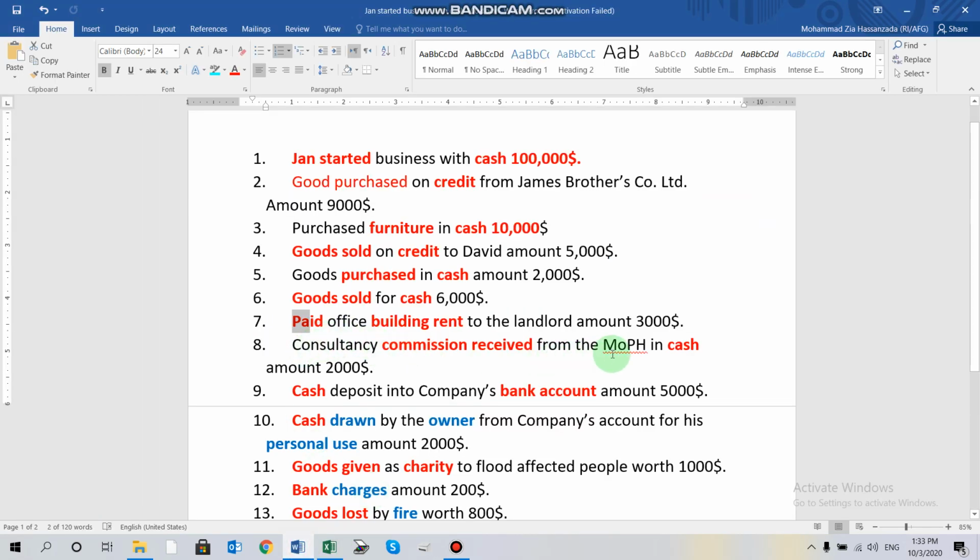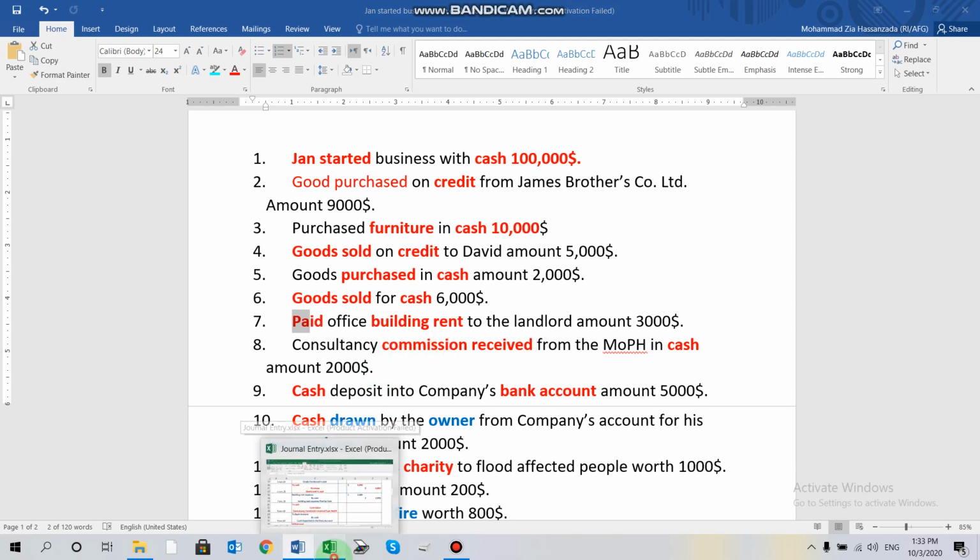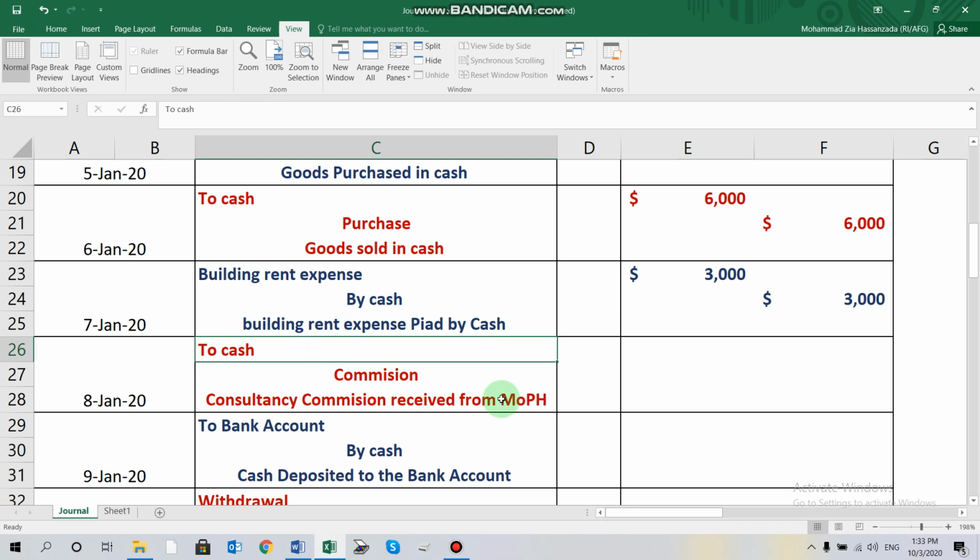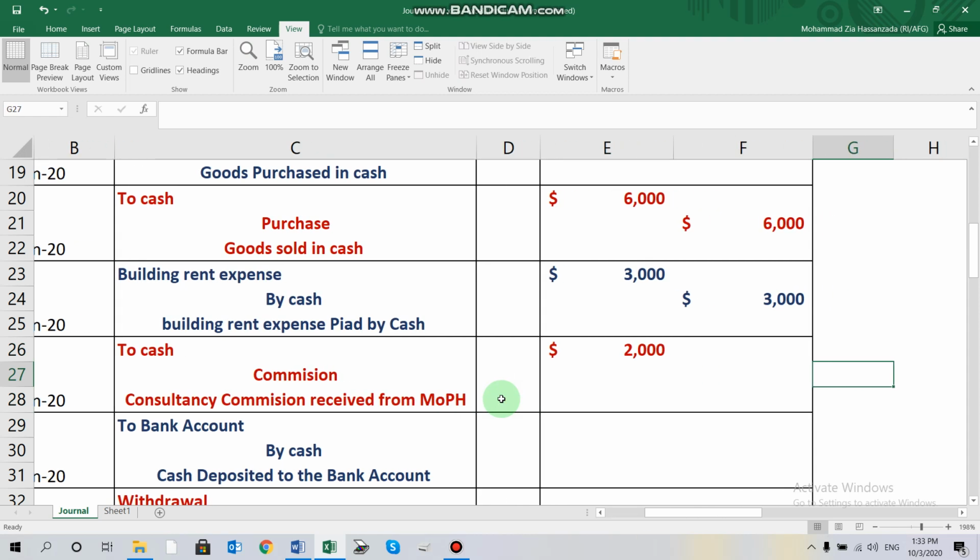Consultancy commission received from the Ministry of Public Health in cash. We are providing some service to one of our customers and we receive some commission from them in cash. So our cash is increasing by $2,000 debit, and from the other side, commission, which is a revenue, should be recorded into the credit side by 2,000.